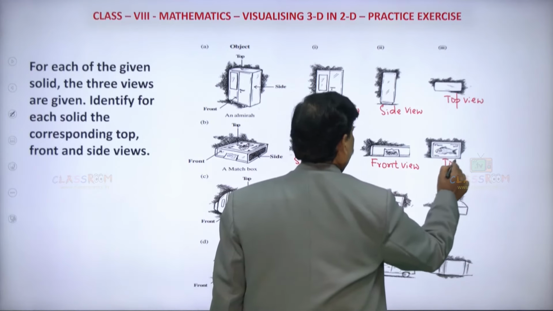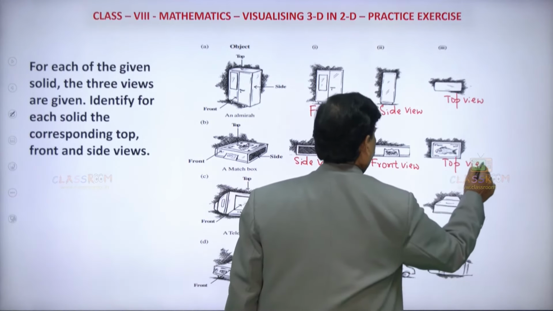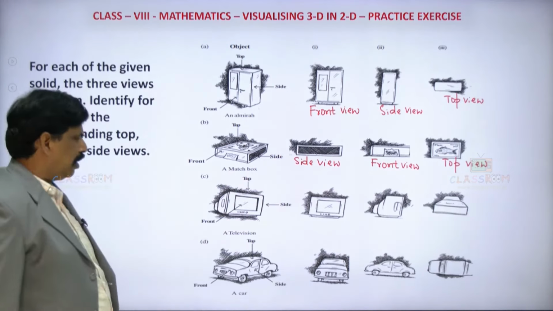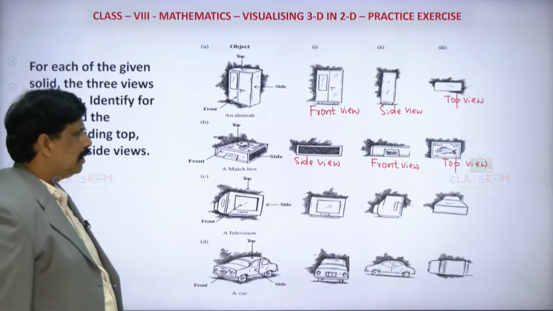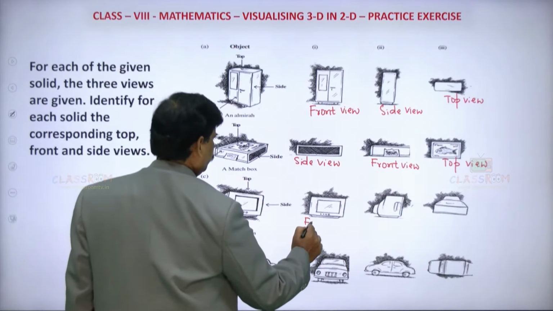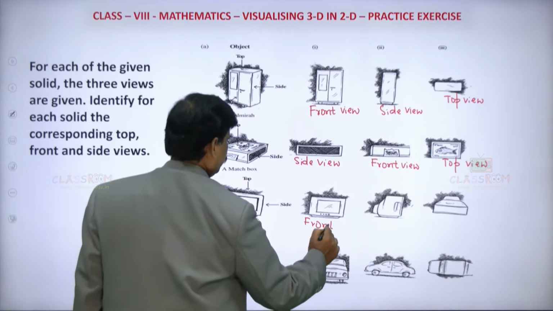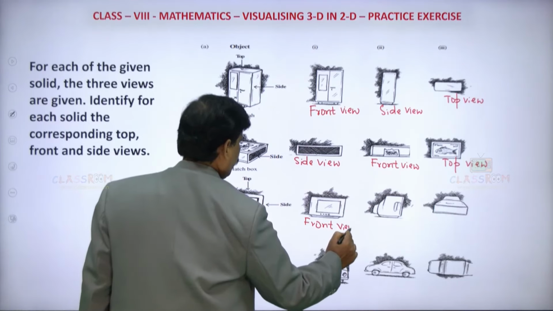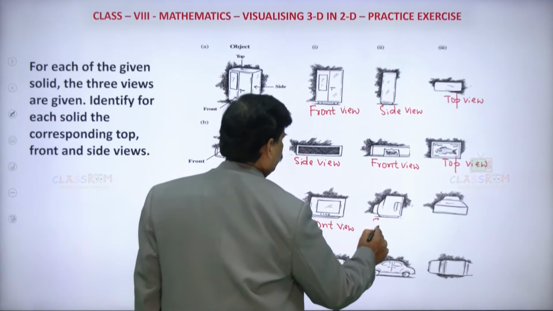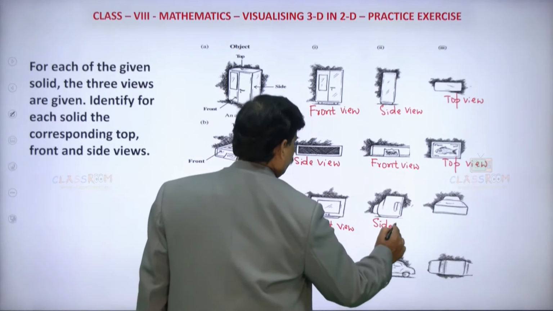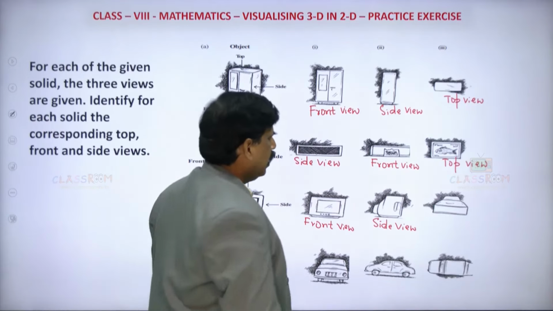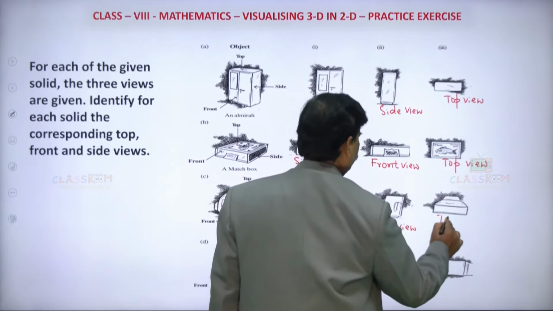And this is the top view. Clear. And now there is a TV set given here, television. So television, this comes under a front view. And what about here? This is a side view. So TV appears like that when we look from the side. And this is the top view.